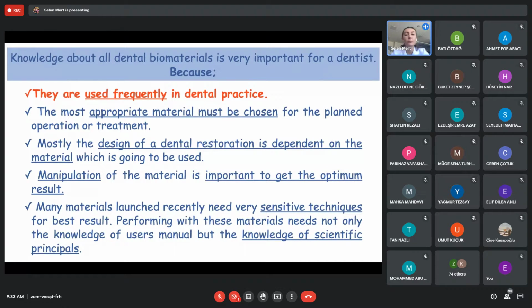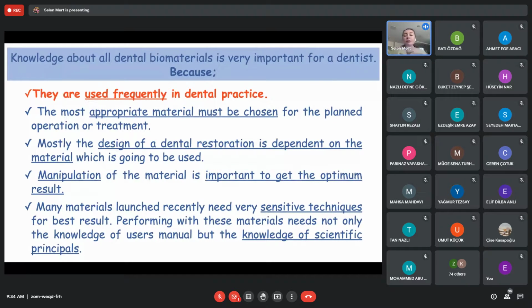And why is the information about dental materials so important for us dentists? Because we frequently use them in our daily practice, in our dental clinics, in our patient's mouth. So we have to be able to choose these materials appropriately for our case, for our patients. And if we are going to design a cavity preparation for our patients, if we know our material, the preparation will be appropriate for this material. So we are very material dependent according to our preparation. And we have to know the manipulation of this material, because if we don't know, how do we apply it to our patients?